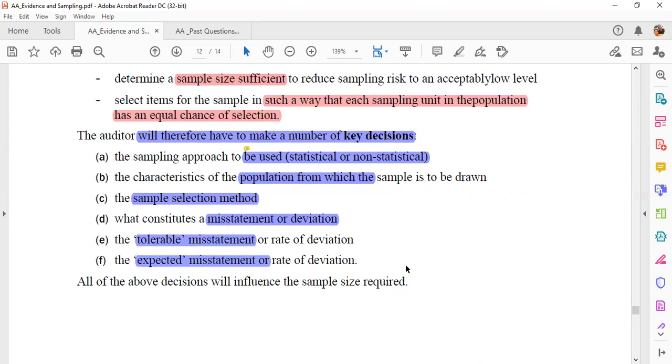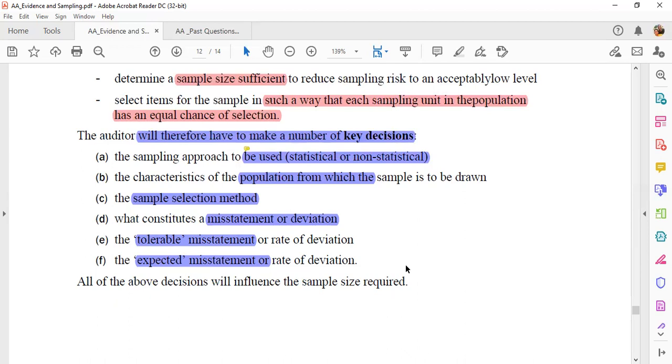The sample, are you using systematic? Are you using random? When we ask what constitutes a misstatement or a deviation, in terms of maybe if you see this, that will show that there's a misstatement. So what constitutes a misstatement? You need to ask yourself. Here we are referring to probability and materiality. What constitutes a misstatement? We are saying materiality.